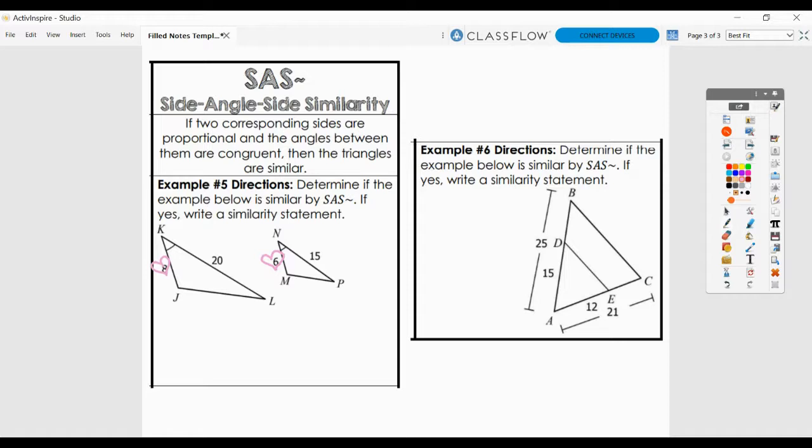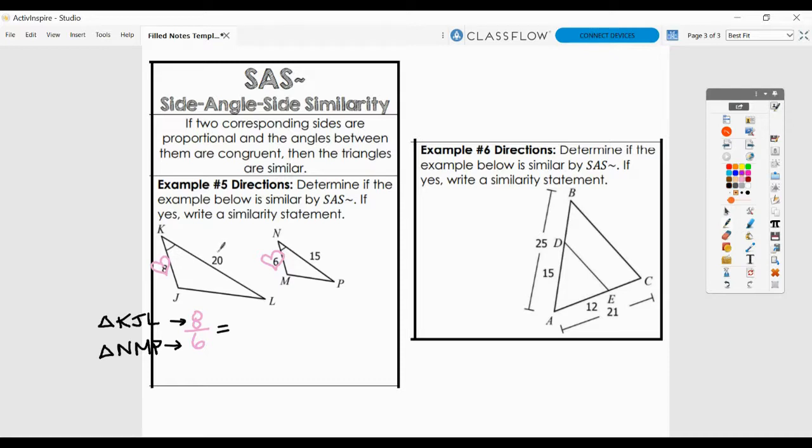Again, I chose those because they were the smallest sides in each of our triangles here. So I have 8 over 6 to be consistent. I'm going to keep any information from triangle KJL in the numerator and anything from my smaller triangle NMP in the denominator. Okay, let's keep going. We want to match up our second side. We need two corresponding ones.